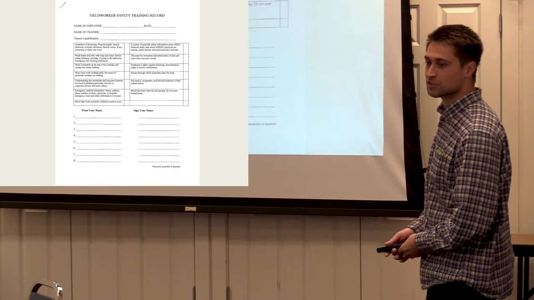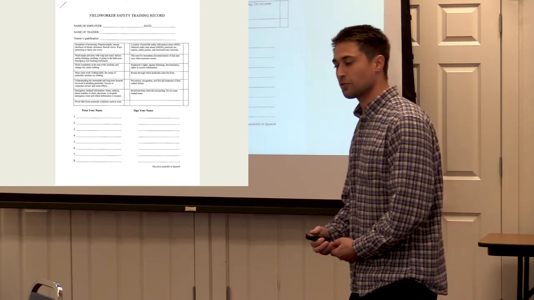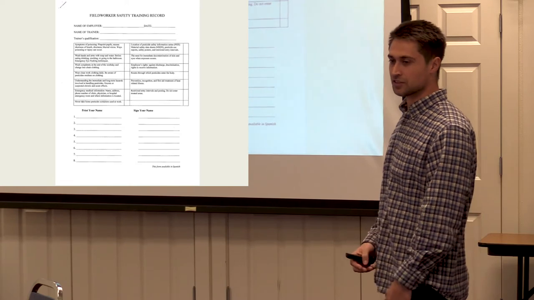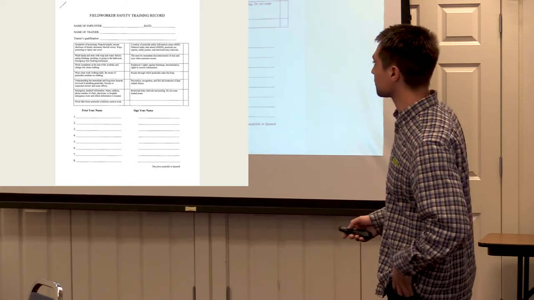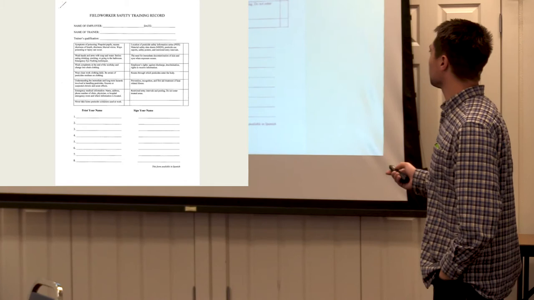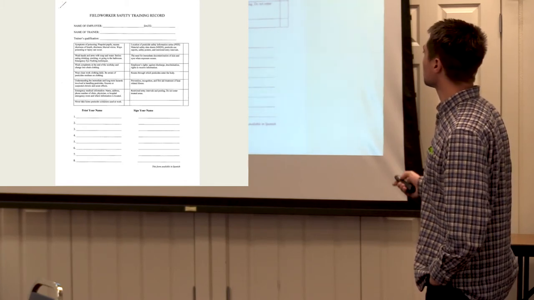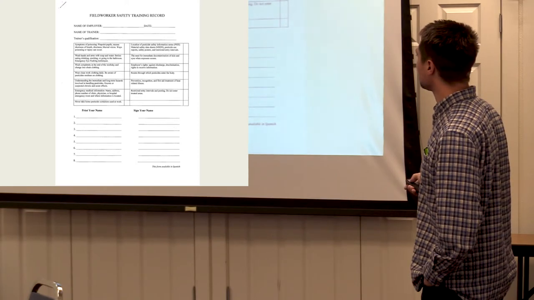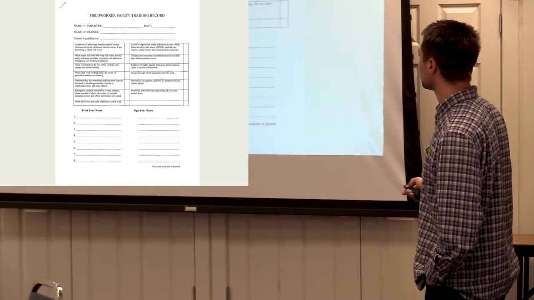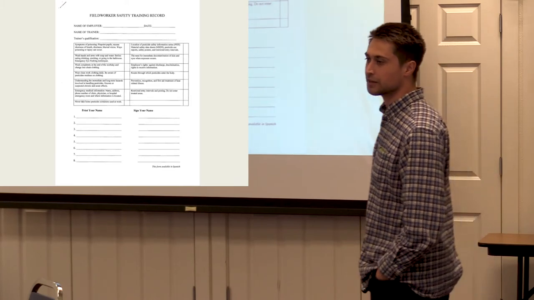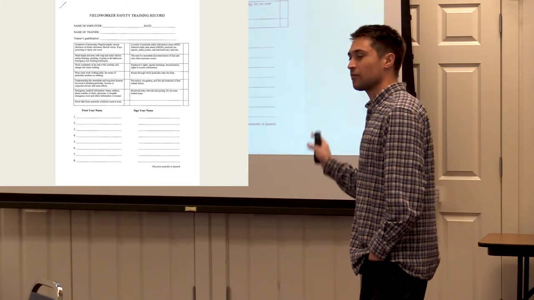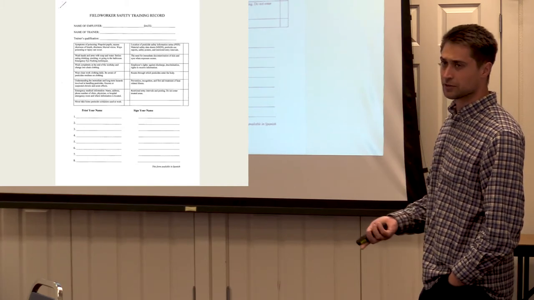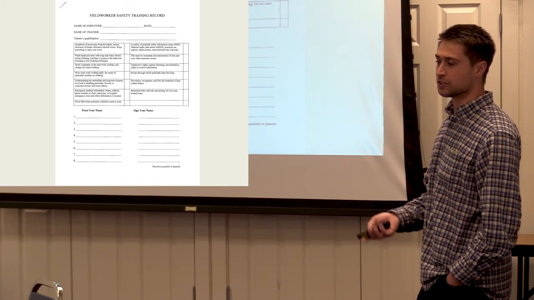This is what the field worker training form looks like. If you have any clients that want to get copies of these, we have copies of all this. You can see it has all the topics here you need to cover. Usually you put the name of the trainer, you go through each topic, and people print their name, sign it, and then they're trained. Now this is every year, this is annual. It used to be every 5 years, but the field worker training changed to every year.